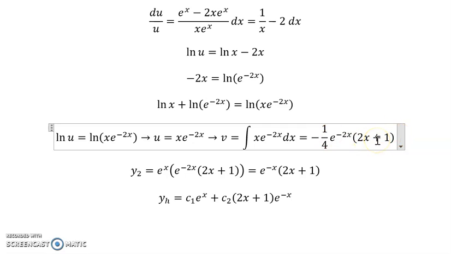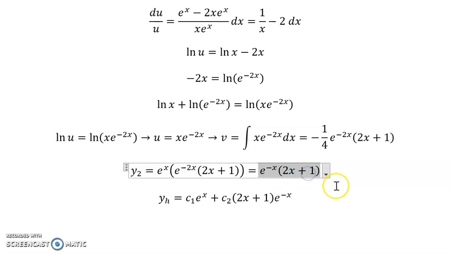And so y2 then, this is my v, and y2 was v times my y1. So I take this v and I multiply it by e to the x. And if I simplify that, I end up with this expression. So the e's reduce a little. And so what I have then is my two solutions for my homogeneous equation. C1 e to the x was given to me, and now I have C2 times 2x plus 1 times e to the negative x for my second solution.